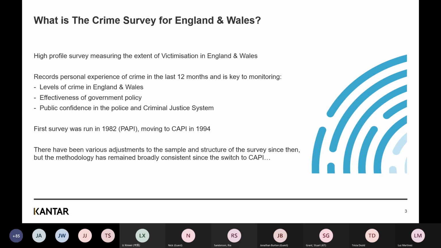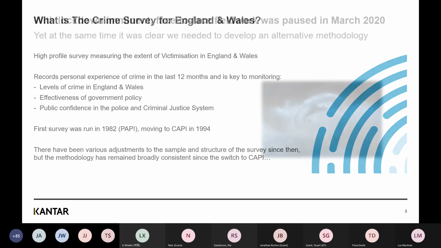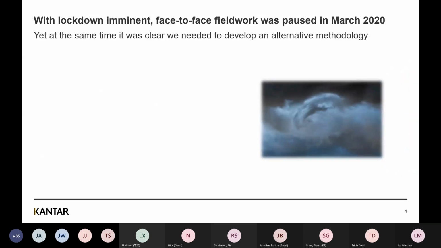Now, obviously, there have been various adjustments to the sample and structure of the survey during that 25-year period, but broadly, the methodology has been relatively consistent since that switch. But as we all know, as every presentation has alluded to over the last 2 weeks, face-to-face fieldwork had to pause in March, on the 17th of March.